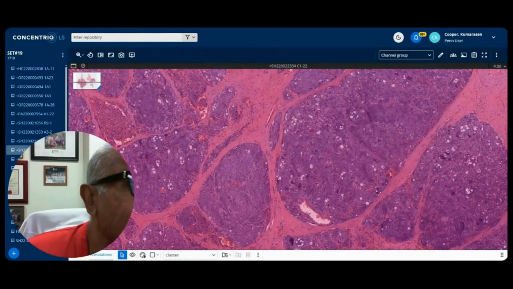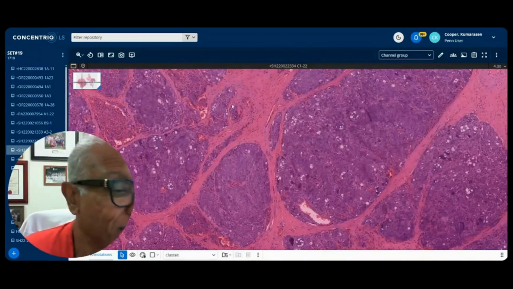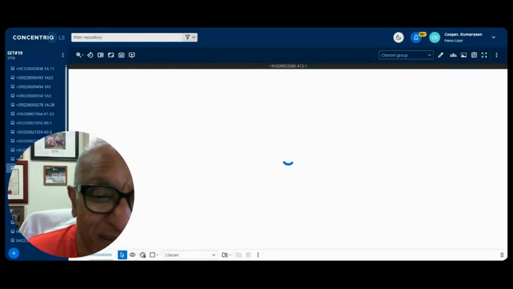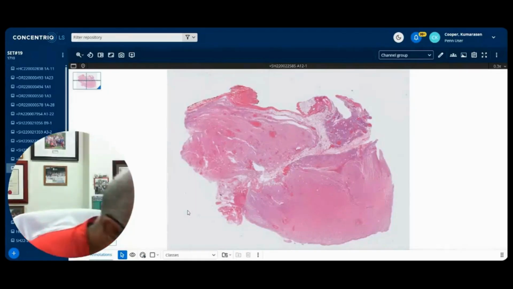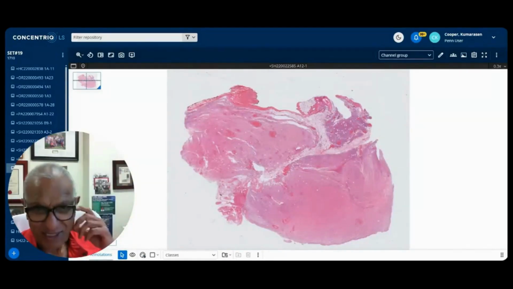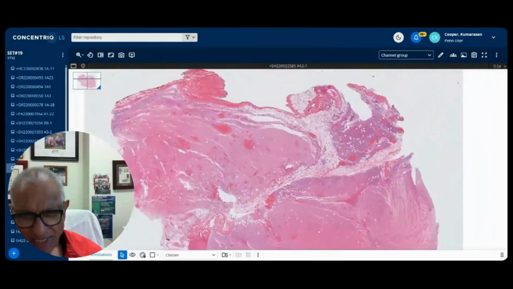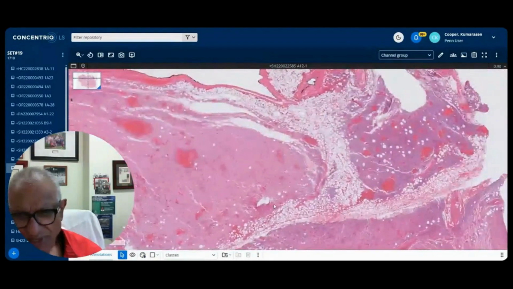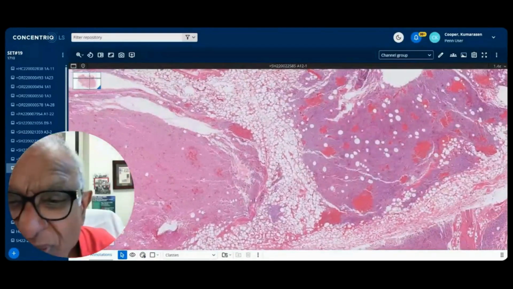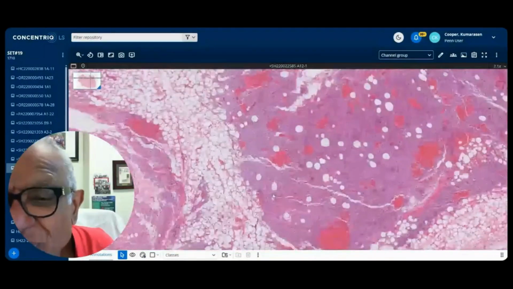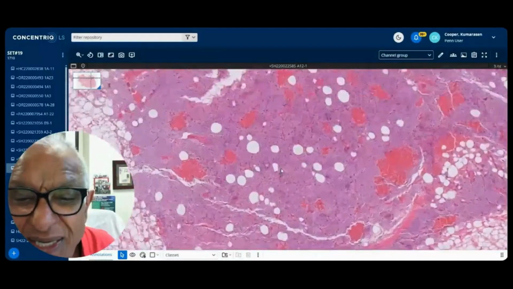22585. I got to go back to my list here. 22585. There we go. Okay, this is a retroperitoneal mass, adult. It's a resection of a retroperitoneal tumor. Like I was saying, it's a few years old, but it's still relevant to talk about. And I want to show you this area here.